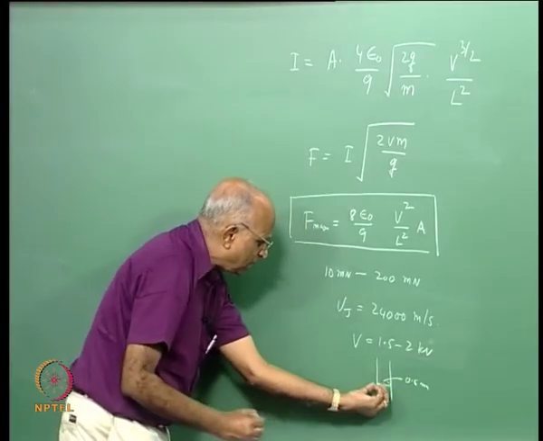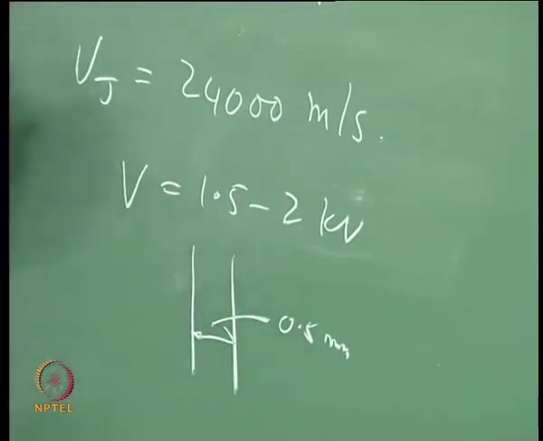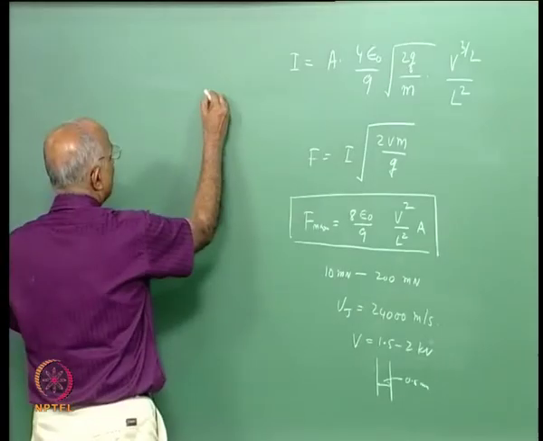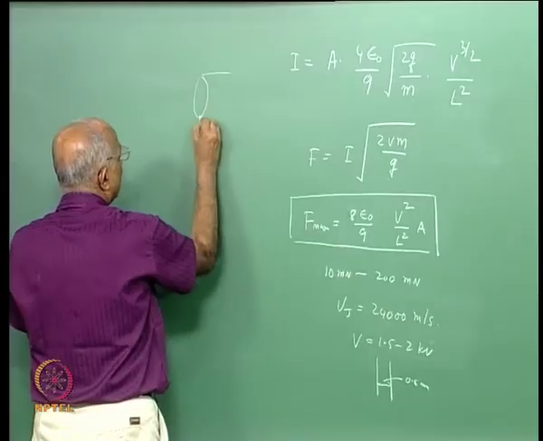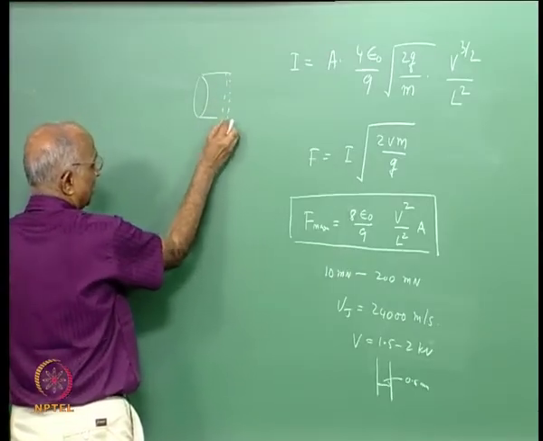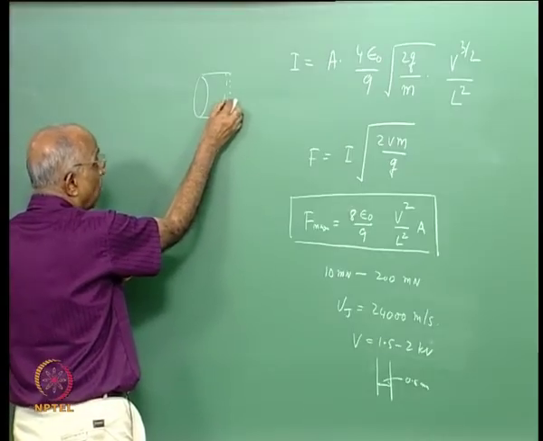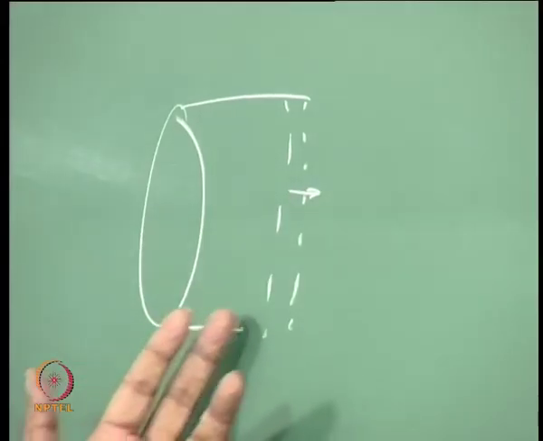Therefore, without sparking, without doing this, it's not easy business. That means I am talking in terms of dimensions. Let's try to take a grid like this, and I have an extractor grid, I have an acceleration grid. This is around 0.5 mm. The voltage across is something like 1.5 kilovolts, and therefore construction is quite difficult.